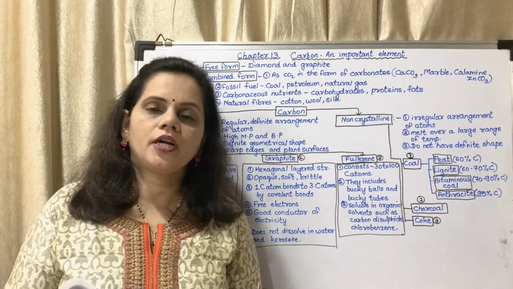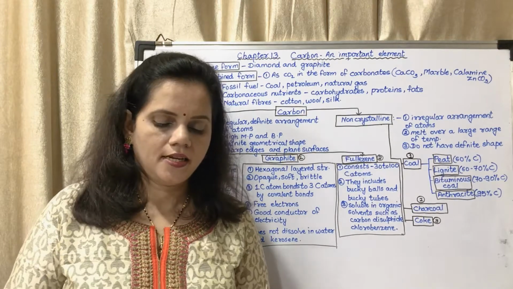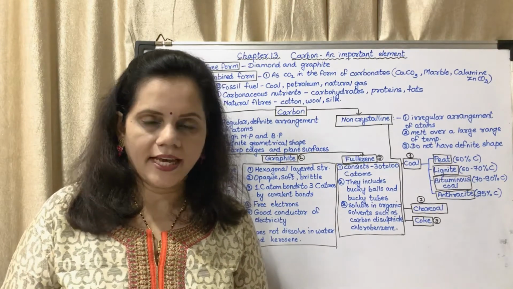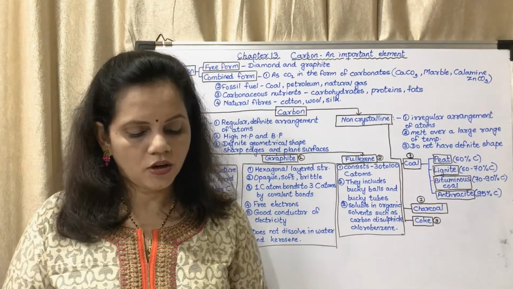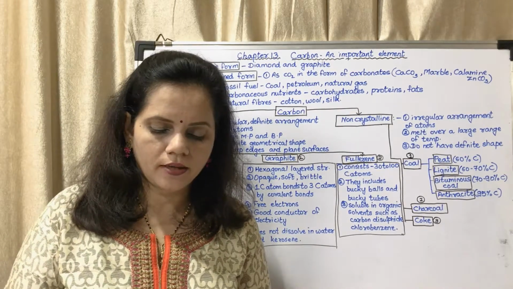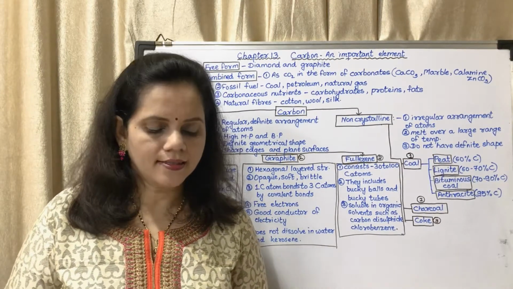Coke is used in production of aeriform fuel. Aeriform means gaseous, such as water gas. Now what is water gas? It is a mixture of carbon dioxide and hydrogen. It is used in welding and glass making purposes.